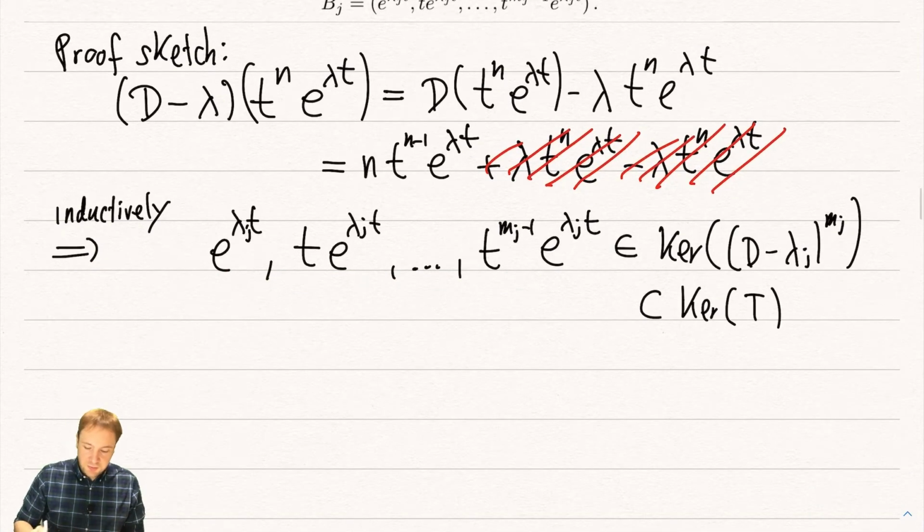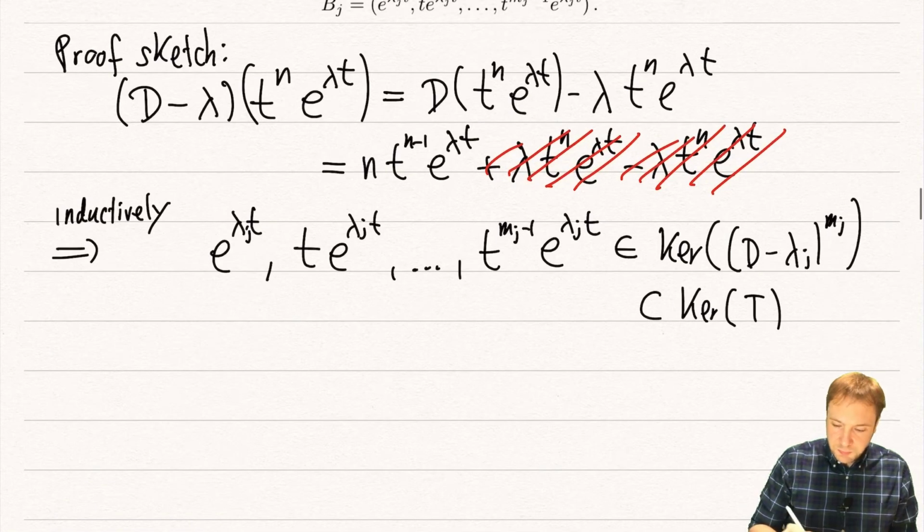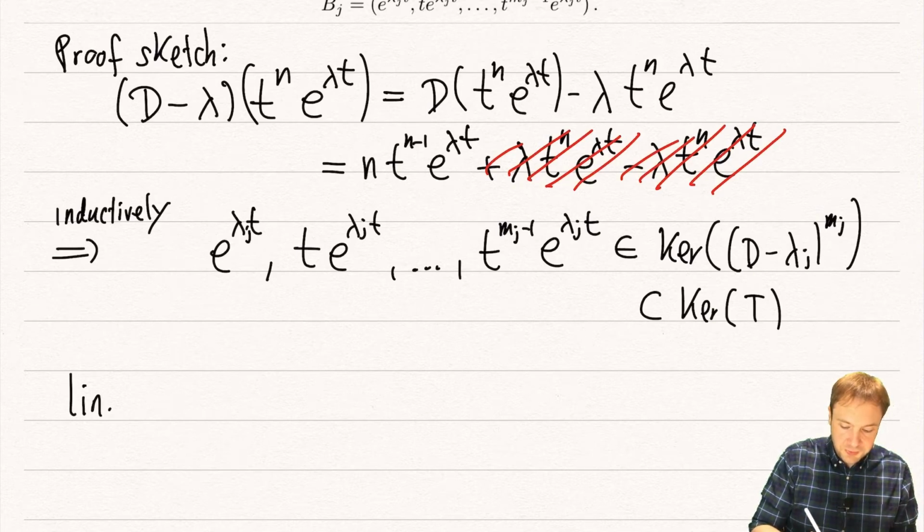And then it just remains to show that for different j's, they are also linearly independent, but this we will skip here. This you can check by yourself.